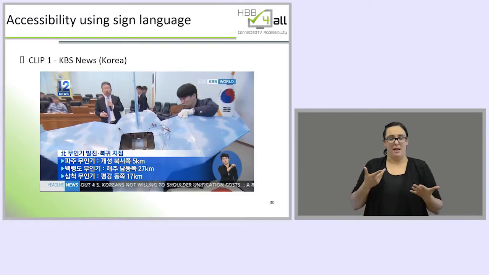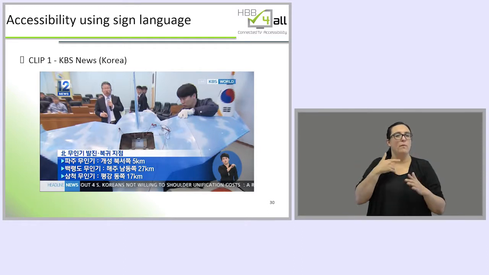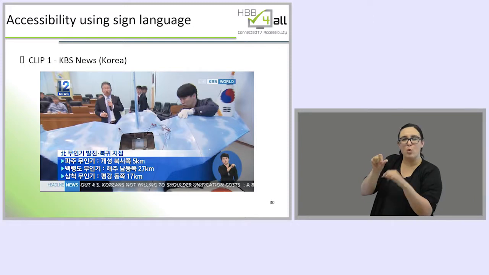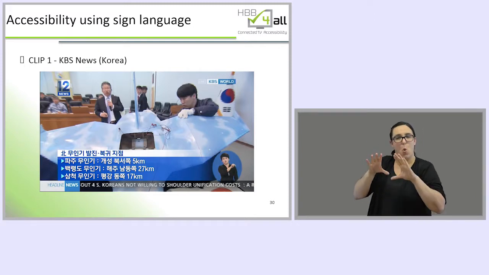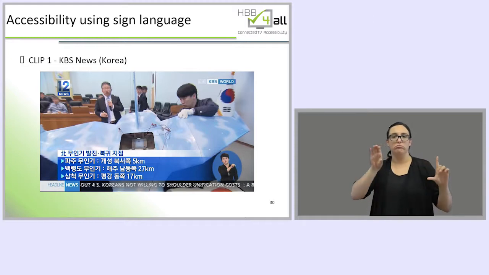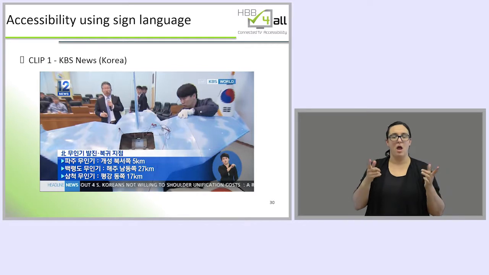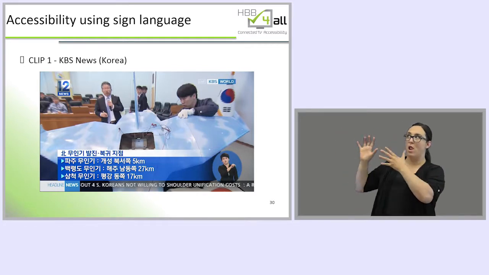So before continuing, you will see 2 different news programs that include interpreting, but I want you to pay attention to the different formats that are used in this television. So pay attention to the position of the interpreter, the colors, the size, and also the interaction with other visual content.